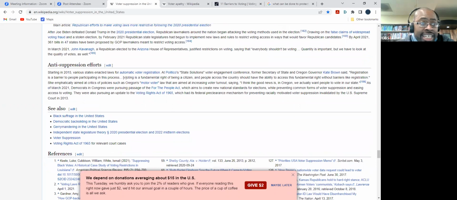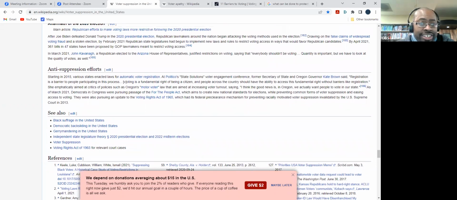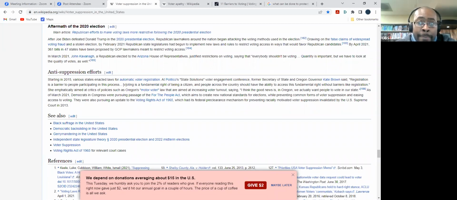So what are some of the anti-suppression efforts that have been going on in recent years? Let's look at that. For example, starting in 2015, several states enacted laws for automatic voter registration. As of March 2021, Democrats in Congress were pushing the passage of the For the People Act, which aims to create new national standards for elections while preventing common forms of voter suppression and easing access to voting.